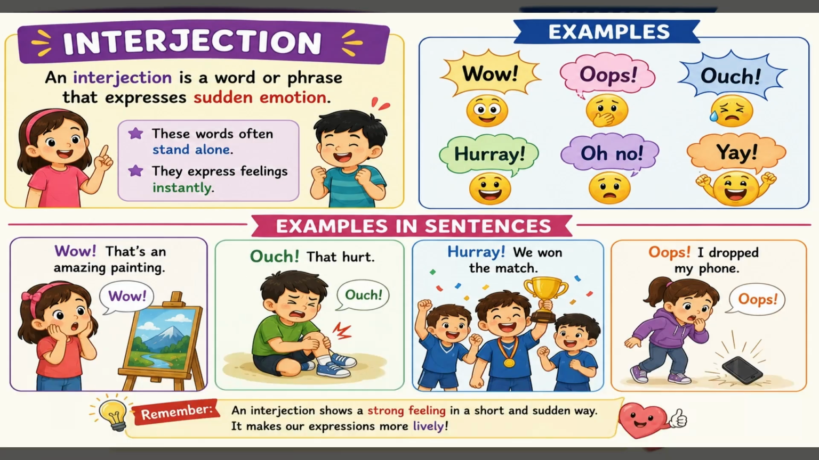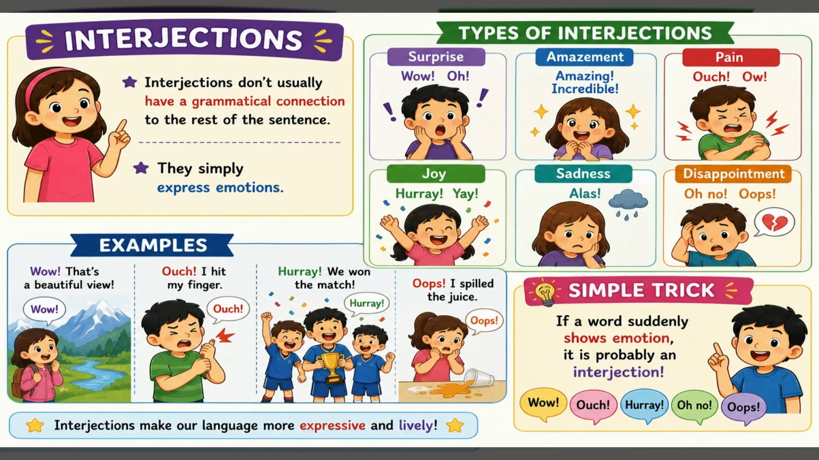Notice something interesting. Interjections are often used at the beginning of a sentence and they can usually stand on their own. They don't normally have a grammatical connection with the rest of the sentence. Their main purpose is simply to express an emotion or reaction. Different interjections can express different feelings. Let's look at a few examples.